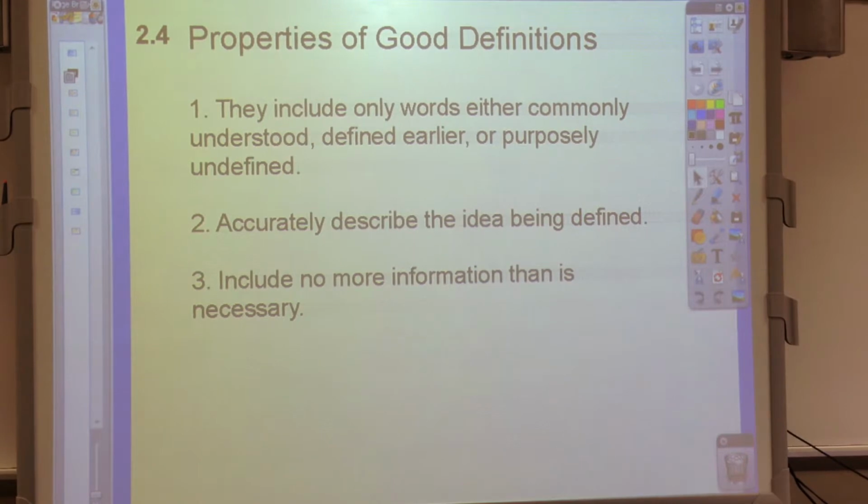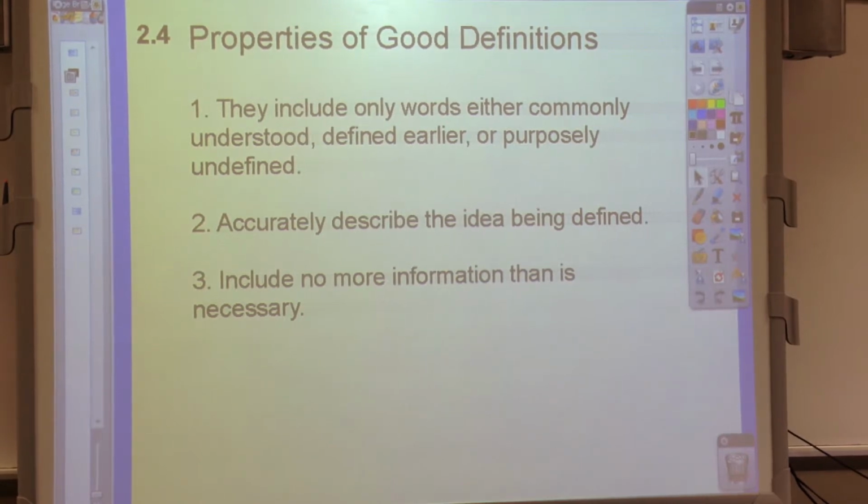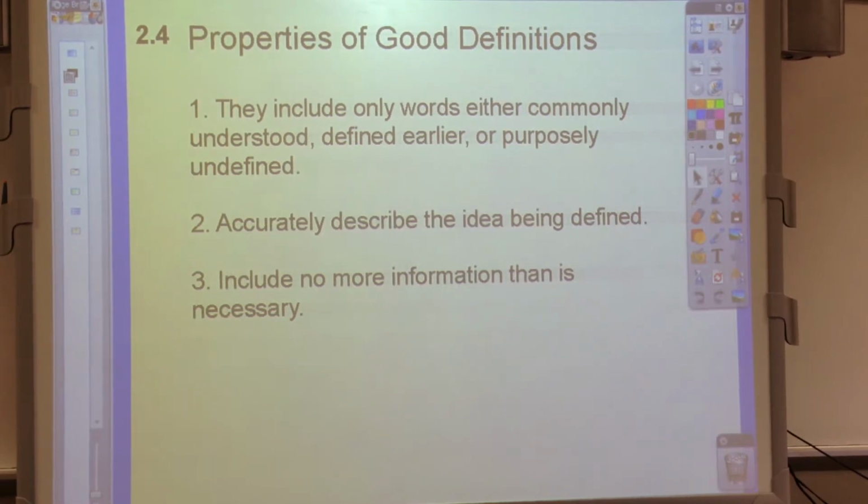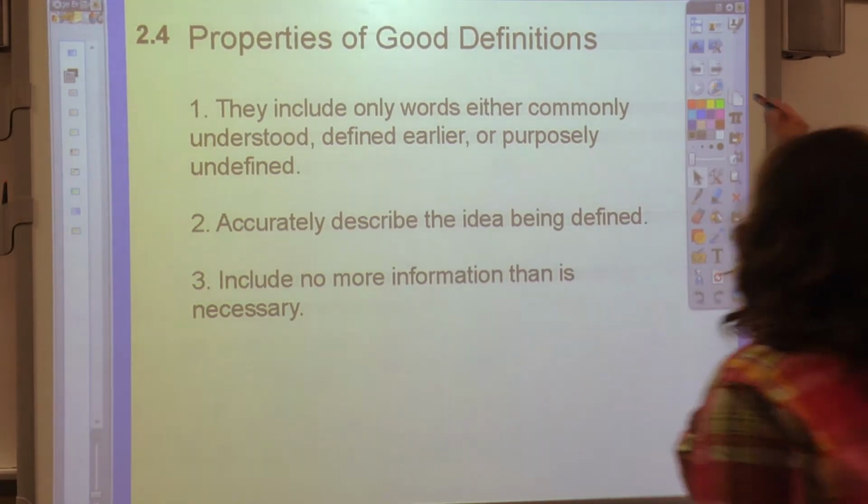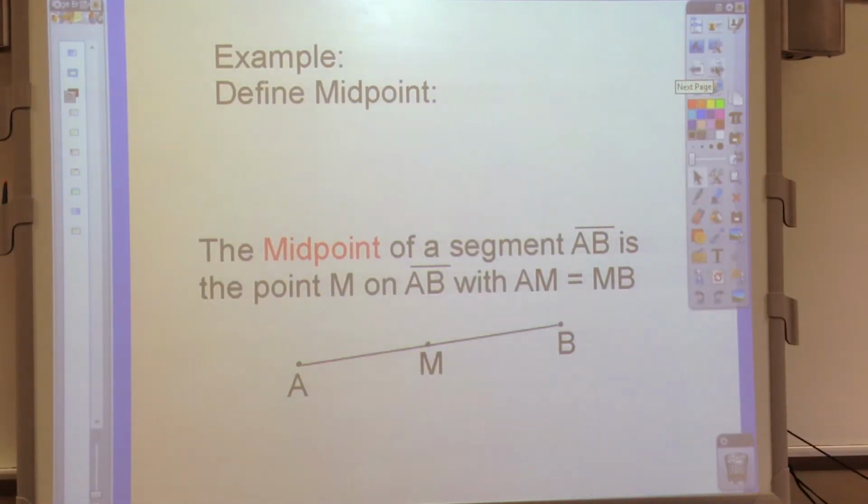Property number 2. Good definitions accurately describe the idea being defined. And number 3, they aren't lengthy or too long. They include no more information than is absolutely necessary. So they're not wordy.